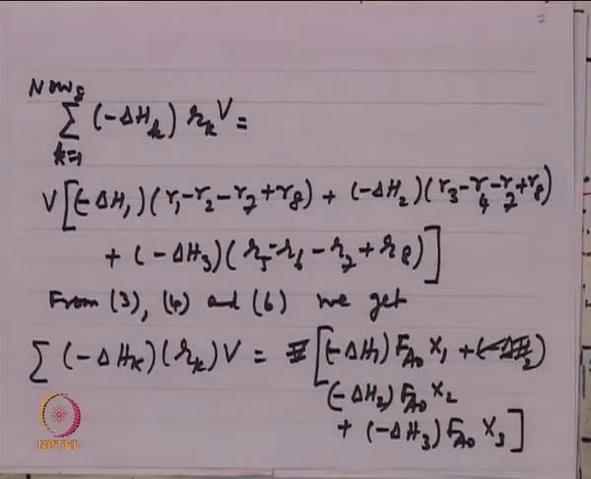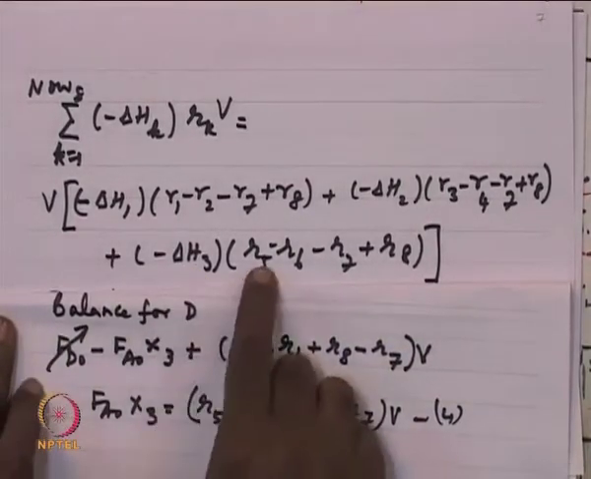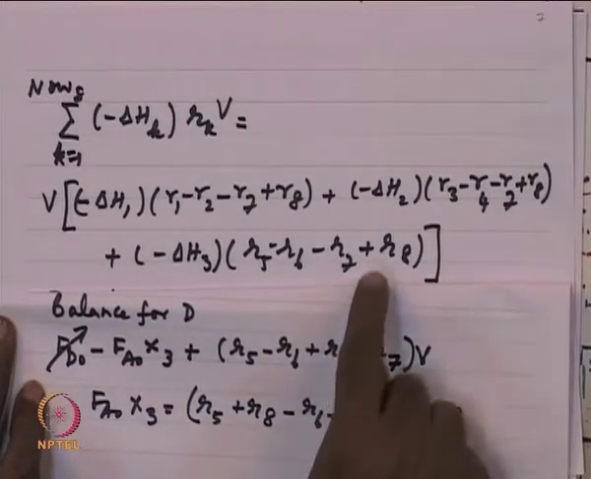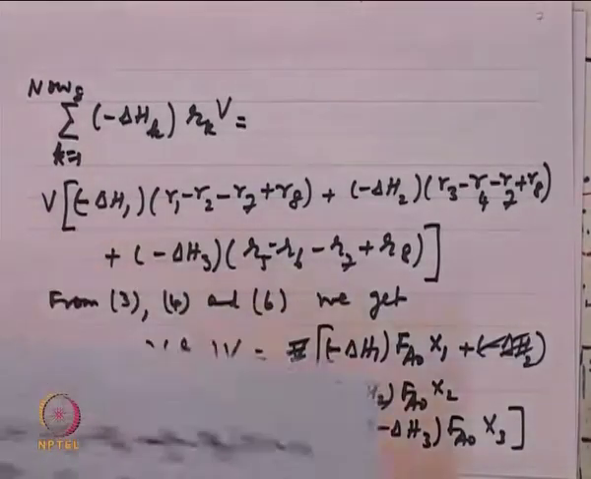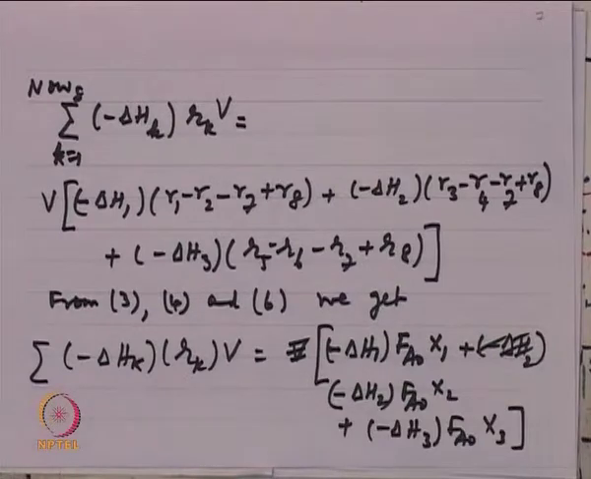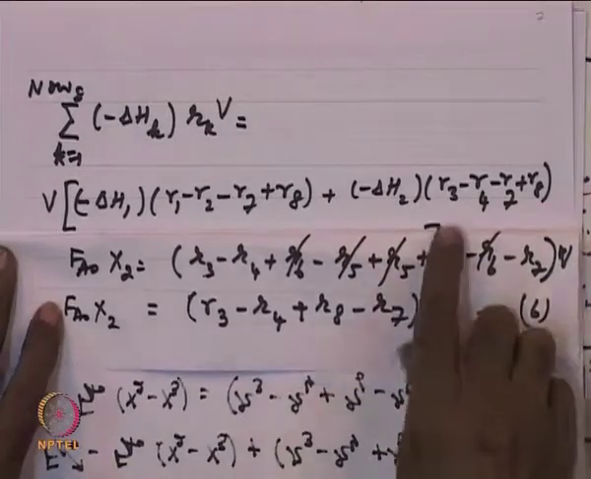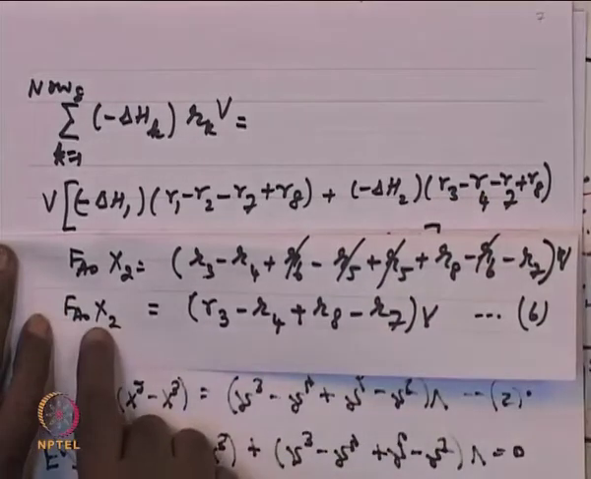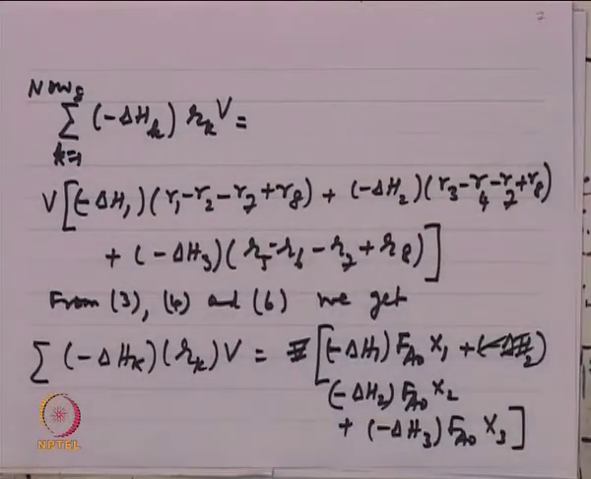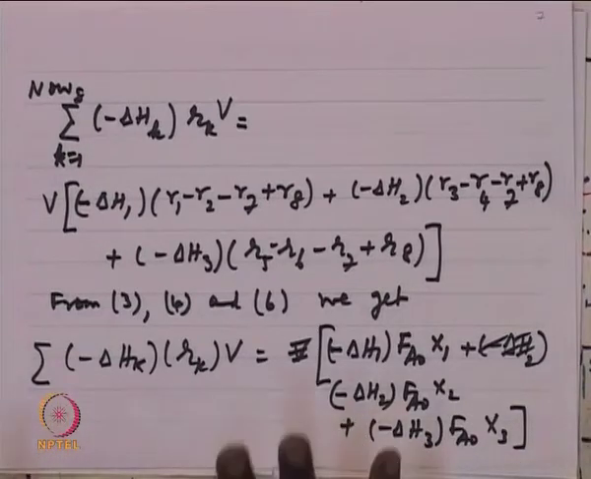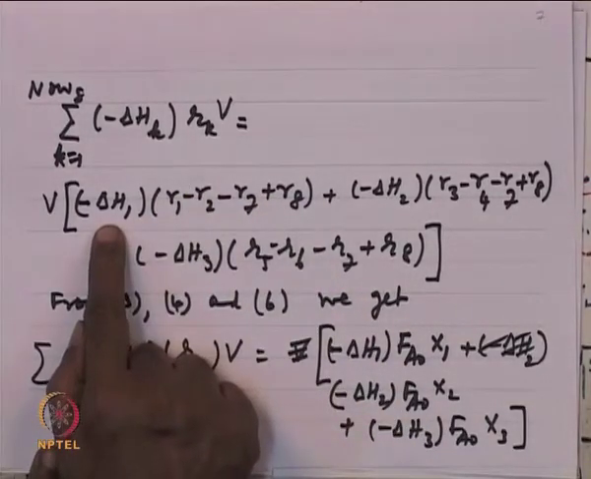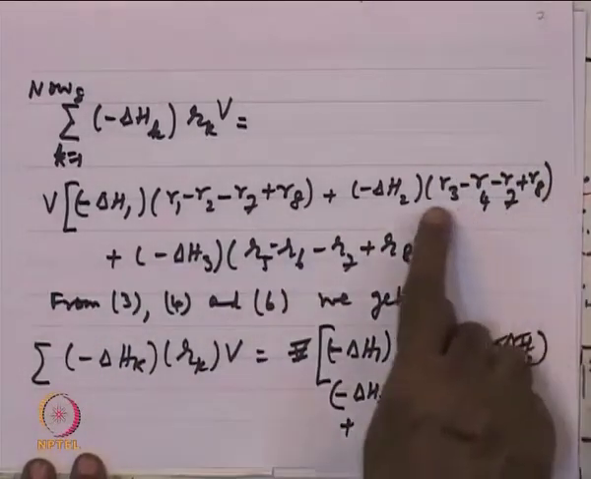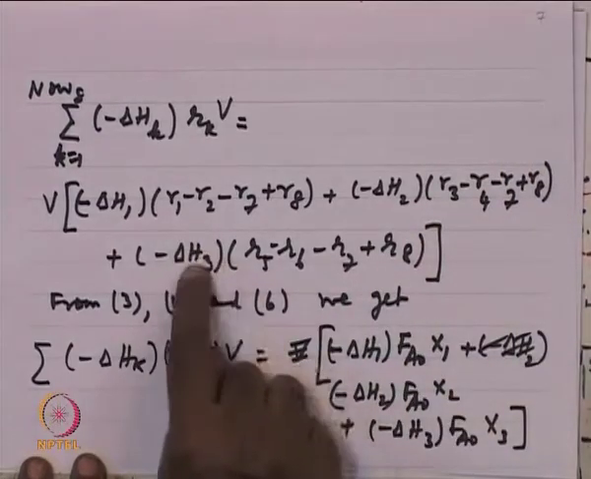Now, similarly, we have shown from the material balance that R5 plus R8 minus R7 minus R6 is FA0 X3. Similarly, from our material balance on component C, we have shown that R3 minus R4 minus R7 plus R8 is FA0 X2. In other words, this is the point we must recognize: if you recognize the number of independent reactions and then do all your stoichiometric table on the basis of these independent reactions, then the term that multiplies the rate function for delta H1 will be FA0 X1. The term that multiplies delta H2 will be FA0 X2. The term that multiplies delta H3 will be FA0 X3.